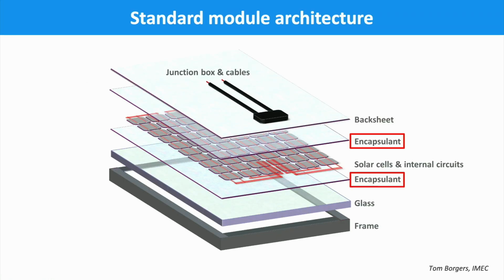Let us briefly recap the standard PV module architecture. In it, one encapsulation layer is placed on top of the solar cell matrix, with the cell interconnection ribbons separating it from the front glass, and another layer is placed on the rear of the matrix, separating it from the backsheet or the rear glass.